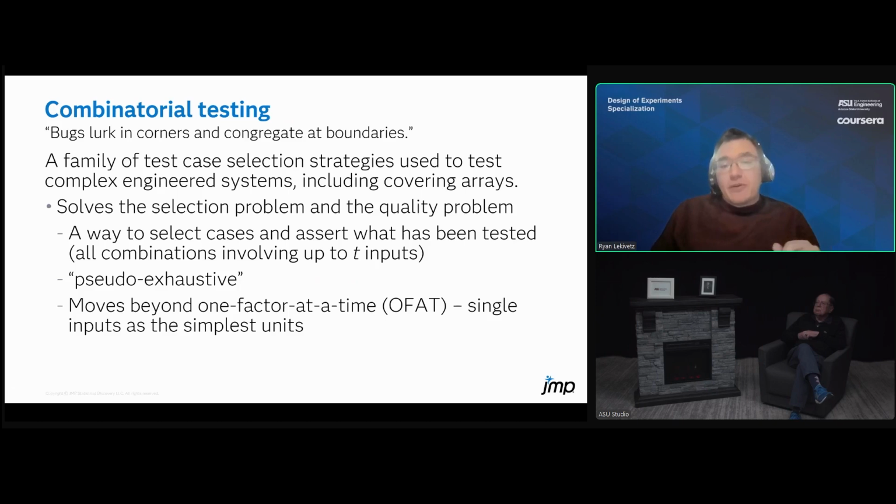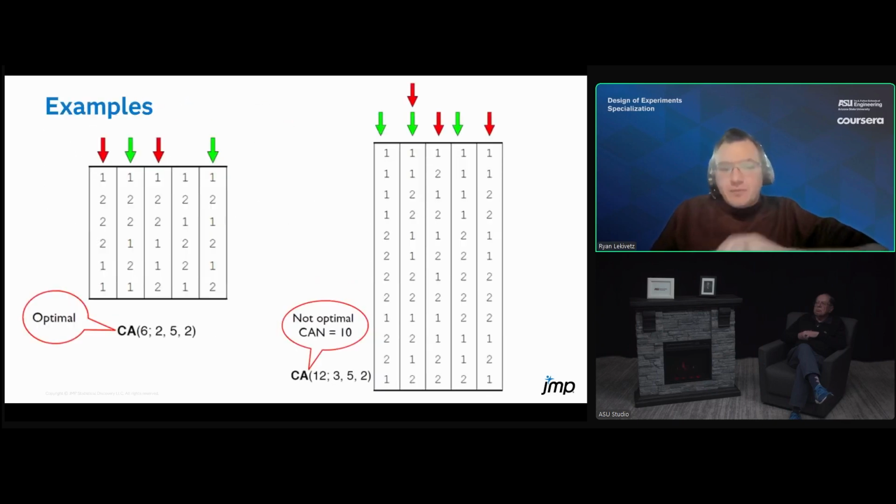But by using covering arrays, we get this idea of a pseudo-exhaustive. And really, it moves beyond that one factor at a time, or treating those single inputs as the simplest units. So just a quick demonstration of what this looks like here. On the left, we see this covering array, and you don't have to worry that much about the notation. All you need to worry about here is I have 5 binary inputs, so just the symbols 1 and 2.